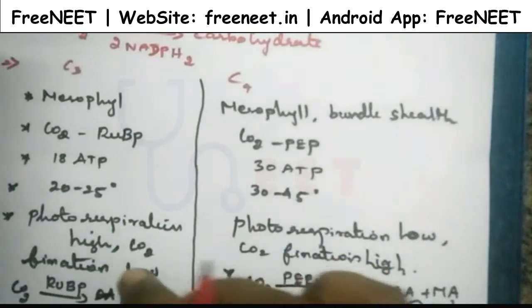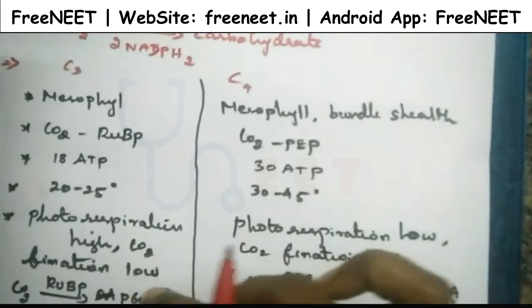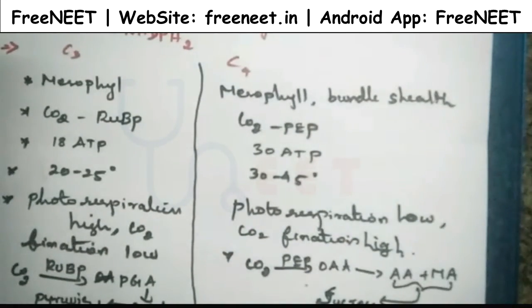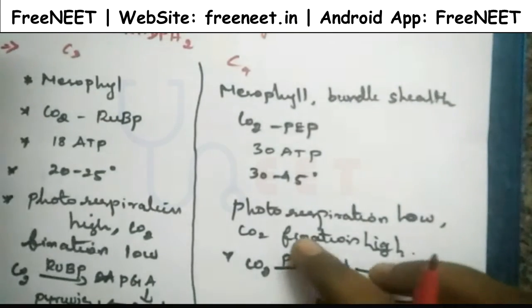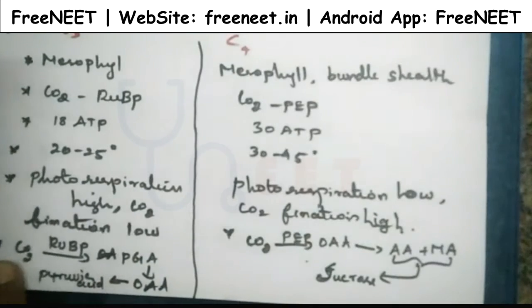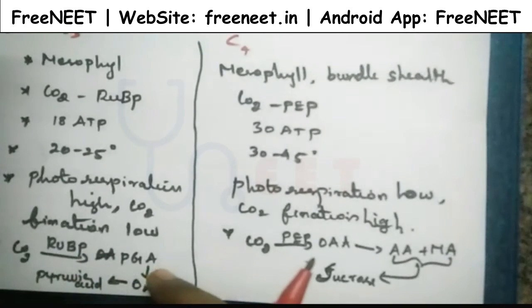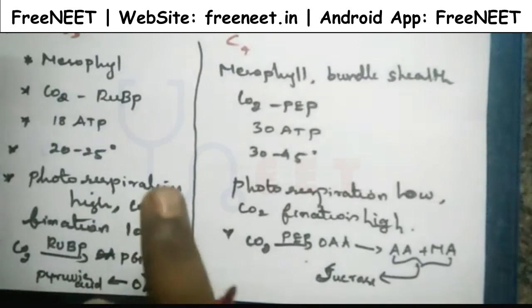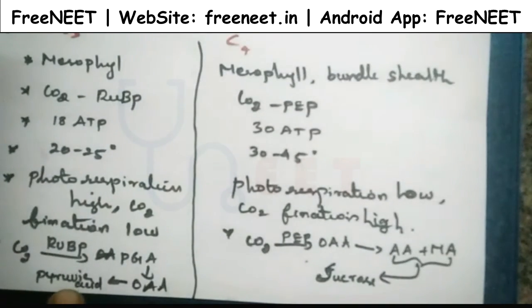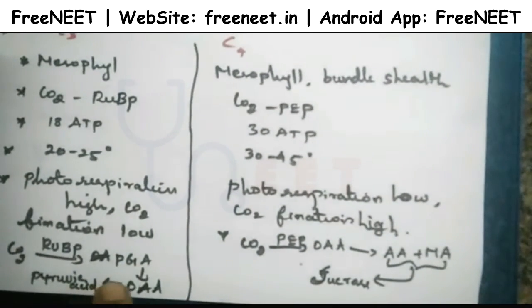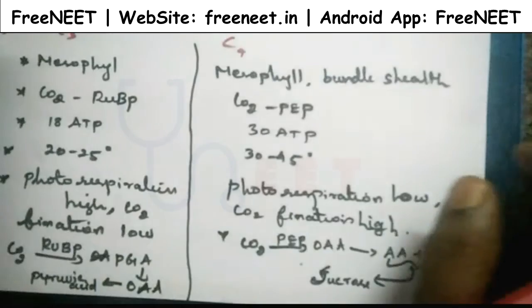In the C3 cycle, photorespiration is high but carbon dioxide fixation is low. In the C4 cycle, photorespiration is low but carbon dioxide fixation is high. In the C3 cycle, first the carbon dioxide is absorbed by ribulose 1,5 bisphosphate, which gives phosphoglyceric acid. Then from this phosphoglyceric acid we get oxaloacetic acid. This oxaloacetic acid is converted into pyruvic acid. Simply, we know that in the C3 cycle carbon dioxide is converted into pyruvic acid. The stable first compound for this particular reaction is phosphoglyceric acid.